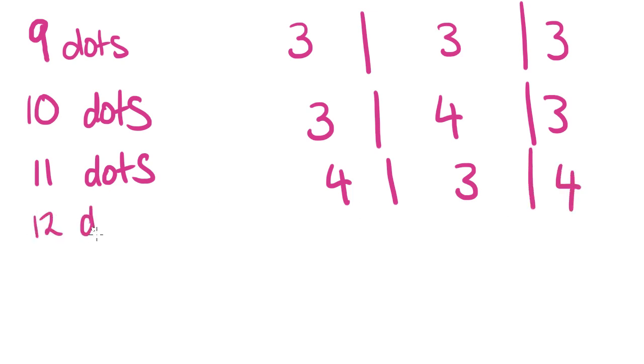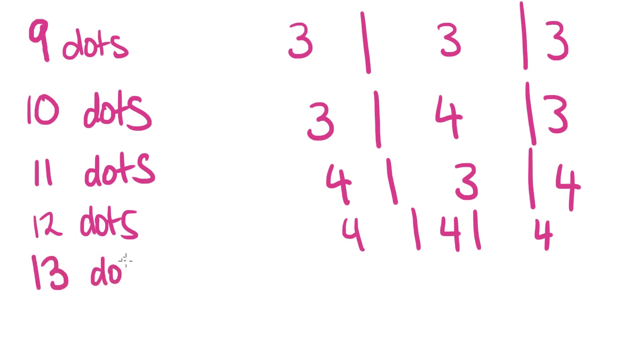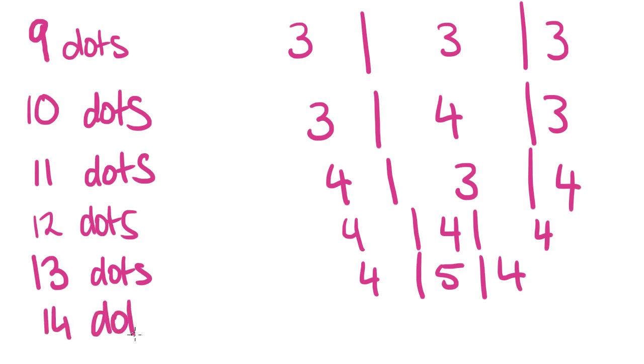When we get to 12 dots, we're back to being perfectly divisible by 3. So we would just put 4, 4, 4. If we have 13 dots, we're 1 away from it being perfectly divisible by 3. So because we've only got 1 extra, we put it in the center group. So we'll go 4, 5, 4. And that gives us our 13 dots. If we had 14 dots, now we're 2 away from being divisible by 3. So when we have 2, we put them in the left and the right, and the one in the center is only 1 away. So in this case, we would go 5, 4, 5.